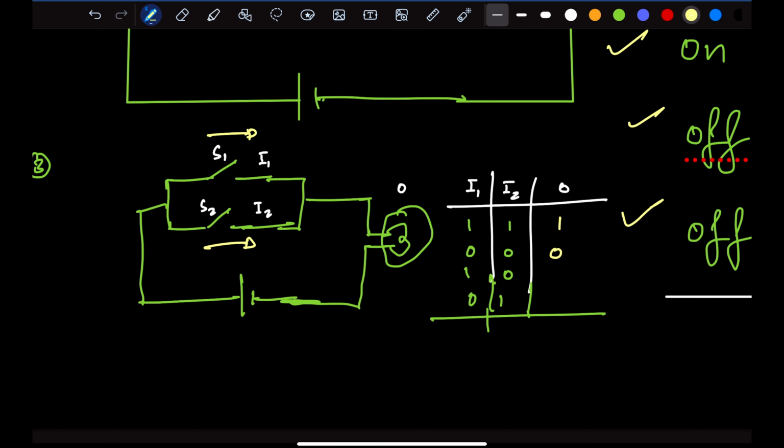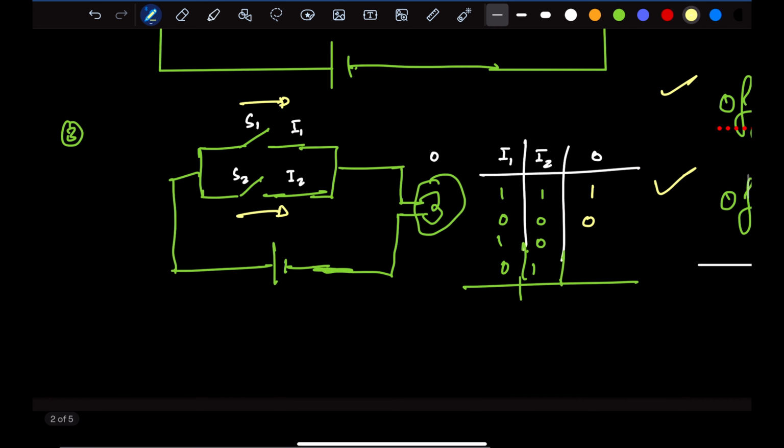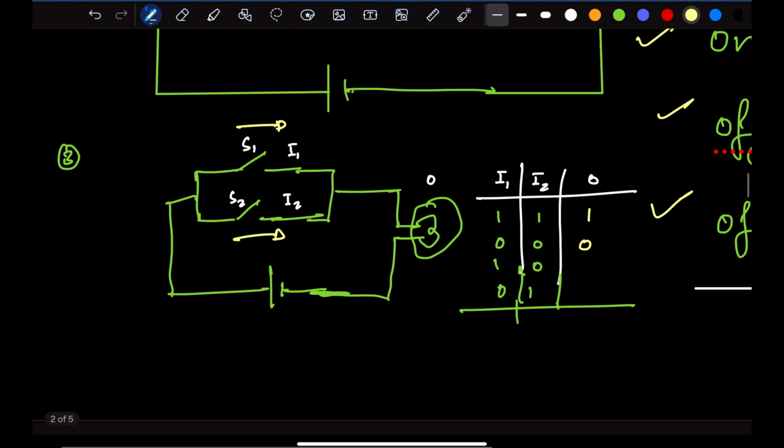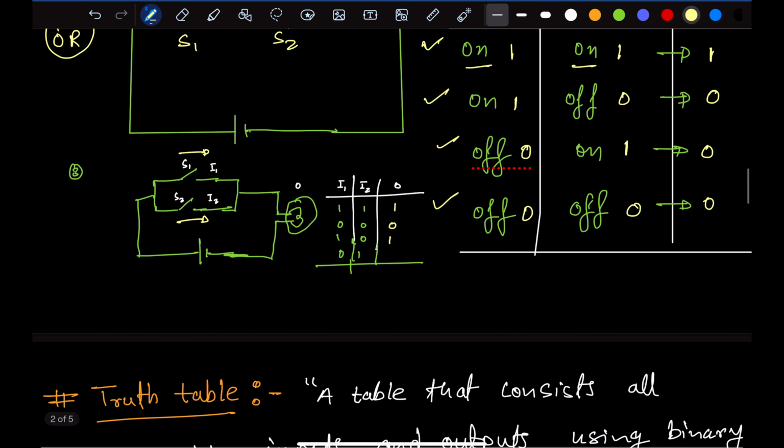Okay, and the next 1 0, 1 and 0, it means 1 is closed and second is open. Still the current can pass through this bulb, that's why that is 1. And the second is closed, first is open, still the current is passing through the second, and that's why the bulb is glowing. So that is 1. Got it? So this is the third kind of operation that will be known as the AND operation.